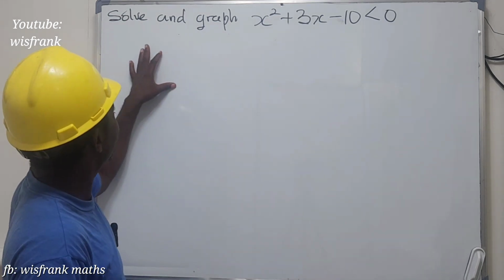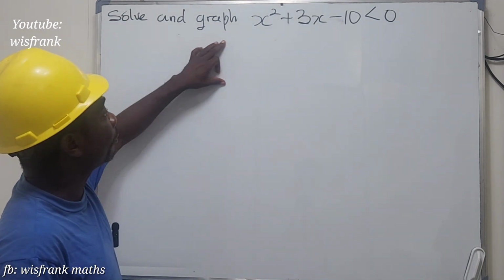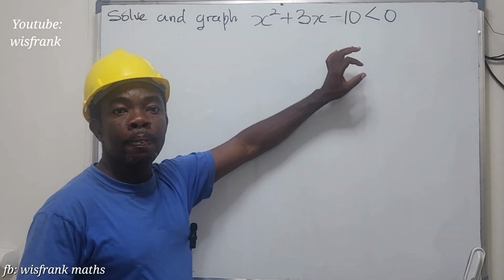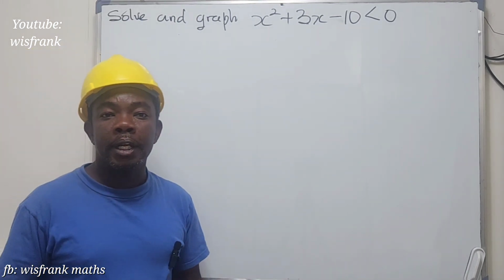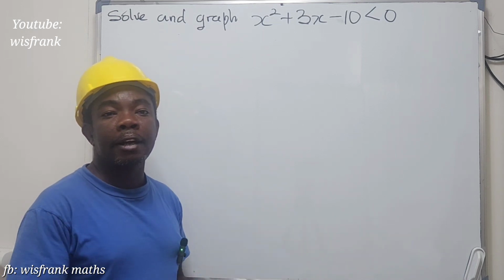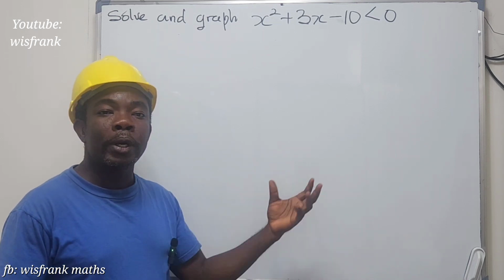Today we are looking at this question and it says solve and graph x to the power of 2 plus 3x minus 10 is less than 0. This is a quadratic inequality and we are going to find the root of this equation and also plot it in a graph and see where this root lies within the graph.